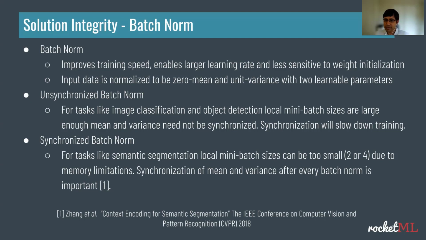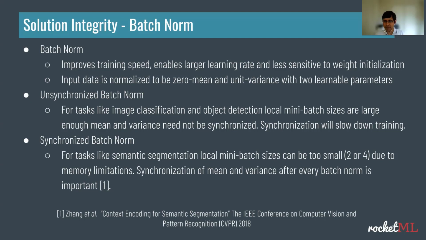So for tasks like image classification and object detection, when the local mini batches are large, right? That is, your global mini batch is, say, 256, and you have 8 GPUs. So each worker gets a local mini batch of 32. So in those cases, the mini batch sizes are reasonably large, so the mean and variance across multiple workers is not way too off. They are in a similar distribution, and they need not be desynchronized, right? So you need not synchronize these batch norm related variables. There is zero mean and unit variance, and synchronization will slow down training because you need to communicate across all layers where you have batch norm. So for tasks where local mini batch sizes are large, you can just do unsynchronized batch norm and your solution should be fine.